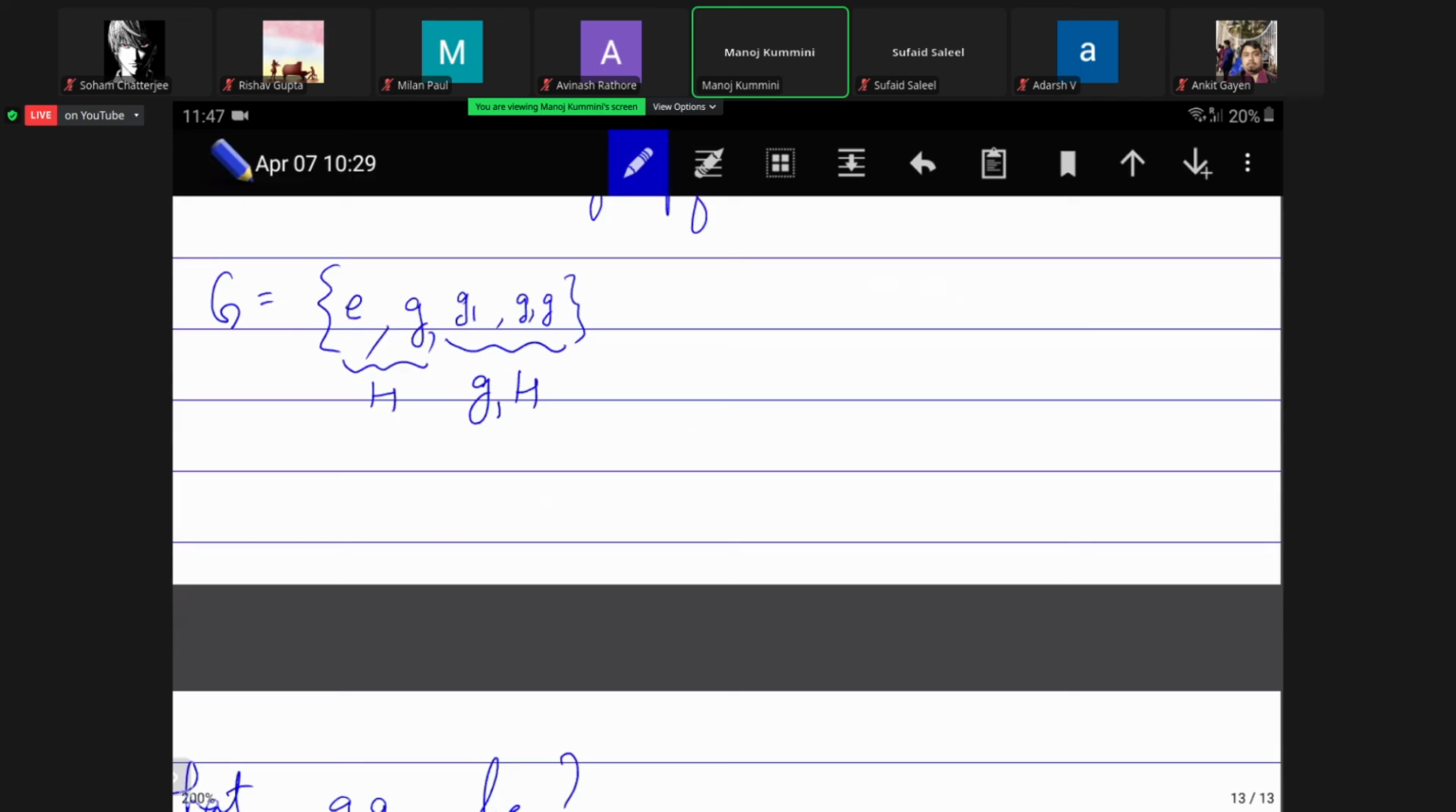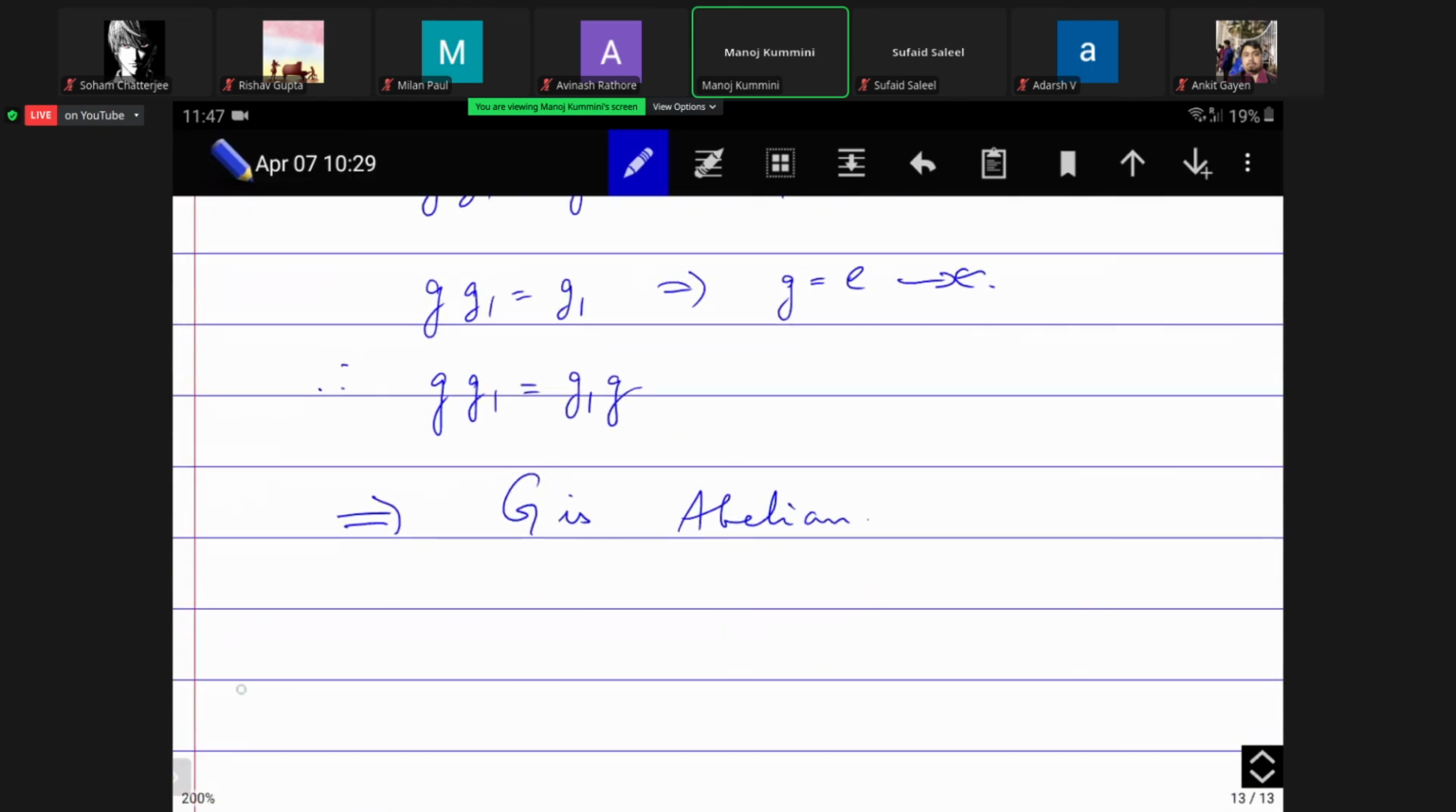So the conclusion is that every group of order 4 is abelian. Cyclic groups are abelian. Oh, sorry, I'm really over time. I'm sorry, I just got carried away. Every group of order 4 is abelian. But this is not cyclic.